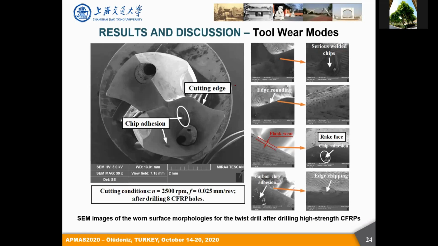By contrast, if we look at the worn surface morphology for the twist drill, we will see that the twist drill suffers severe welded chips, particularly at the drill chevrons. Additionally, there is also some evidence of edge rounding, particularly due to the high abrasiveness of the carbon fibers. We also find enlargement of the flank wear widths, and some chip adhesion is also observed on the tool flank surface.